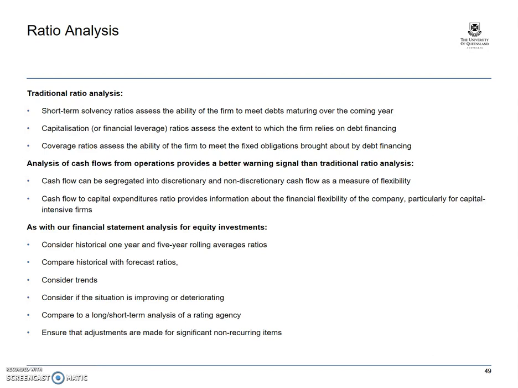And then as with our financial statement analysis that we've done for equities, we want to consider historical data, both 1 year, 5 years, whatever period you think is reasonable to help you with forecasting forward. Want to compare how they've performed historically with what the forecasts are looking at. We want to look at trends. Are they improving? Are they deteriorating? How are they performing relative to other companies? We want to compare short-term and long-term analysis of the ratings agencies, and then we want to obviously make sure we're making adjustments for any significant items or any kind of non-recurring or special items as well.